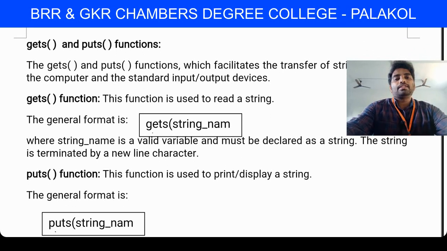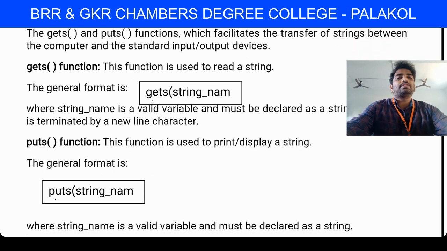Already I told this: puts means print, s means string. A group of characters is displayed using the function puts. The puts function prints or displays the string. The general format is puts(string name); For example, char name[]; that is the variable declaration.